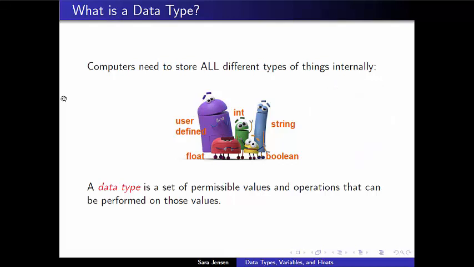Now, when we write computer programs, our computer programs need to store all different types of things internally. One example we've seen before is that our computer might need to store strings, which are collections of characters that you could type on the keyboard. Other things that our computers might need to store are numbers. There are different types of numbers. There are whole numbers. There are numbers with decimal points.